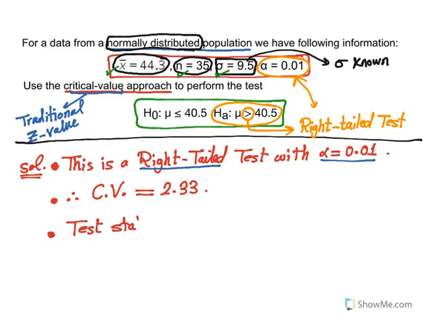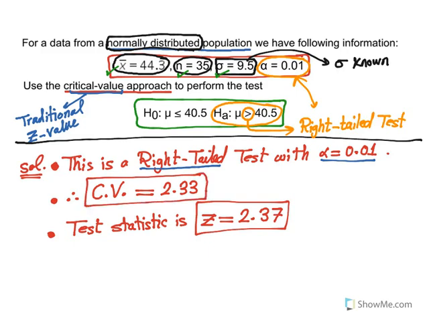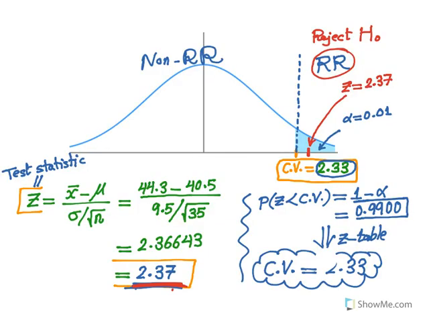In this case, the test statistic turned out to be Z equals 2.37 approximately. And the critical value was 2.33. And because of the picture that you see here, and it's a right-tailed test, the test statistic turned out to be more than the critical value, so it lies in the rejection region. If it was a left-tailed test, then your critical value will be here, and if you get a Z bigger than it, then it's in the non-rejection region, for a left-tailed test.